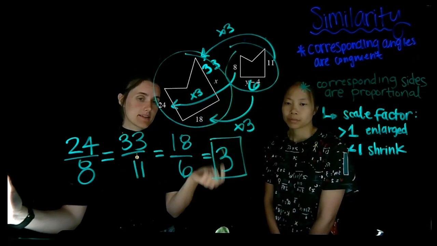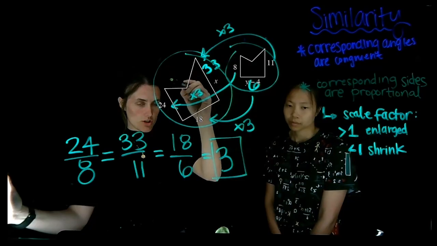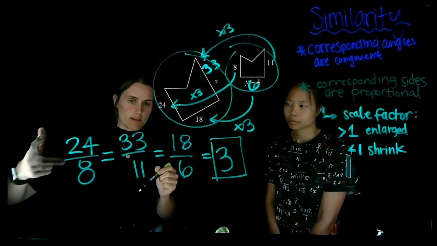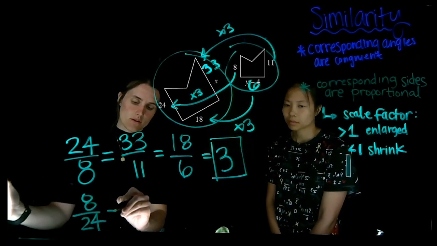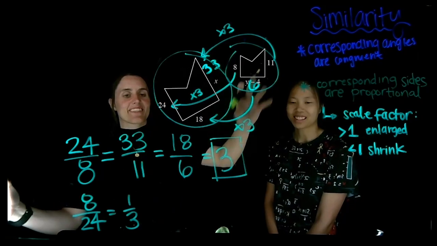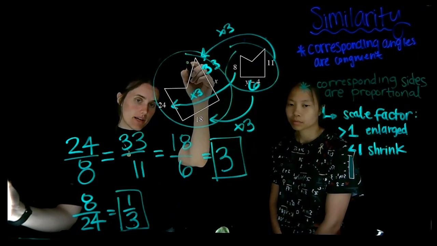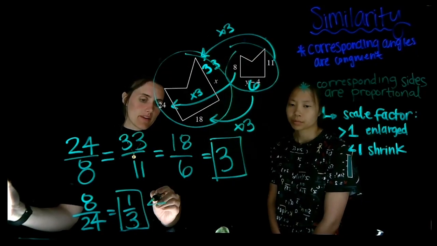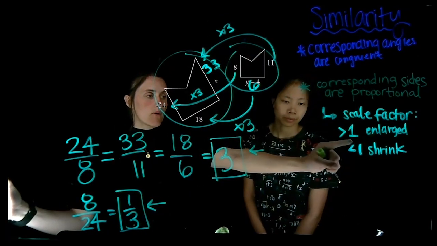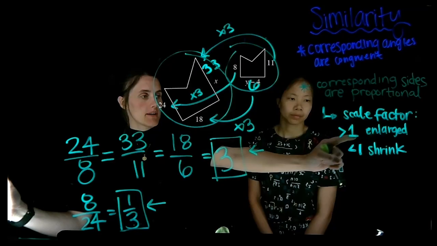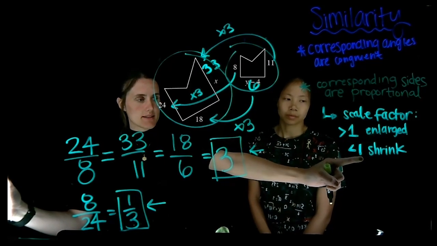And if I wanted to find the scale factor that took me from the larger shape to the smaller shape, then I would just flip this. And I would say 8 divided by 24, which is going to give me 1/3. So it's telling me this smaller shape is 1/3 the size of this larger shape. So the scale factor from the bigger shape to the smaller shape is 1/3. And that follows this over here, where if my scale factor is larger than 1, my shape is getting bigger. And if my scale factor is less than 1, my shape is shrinking.